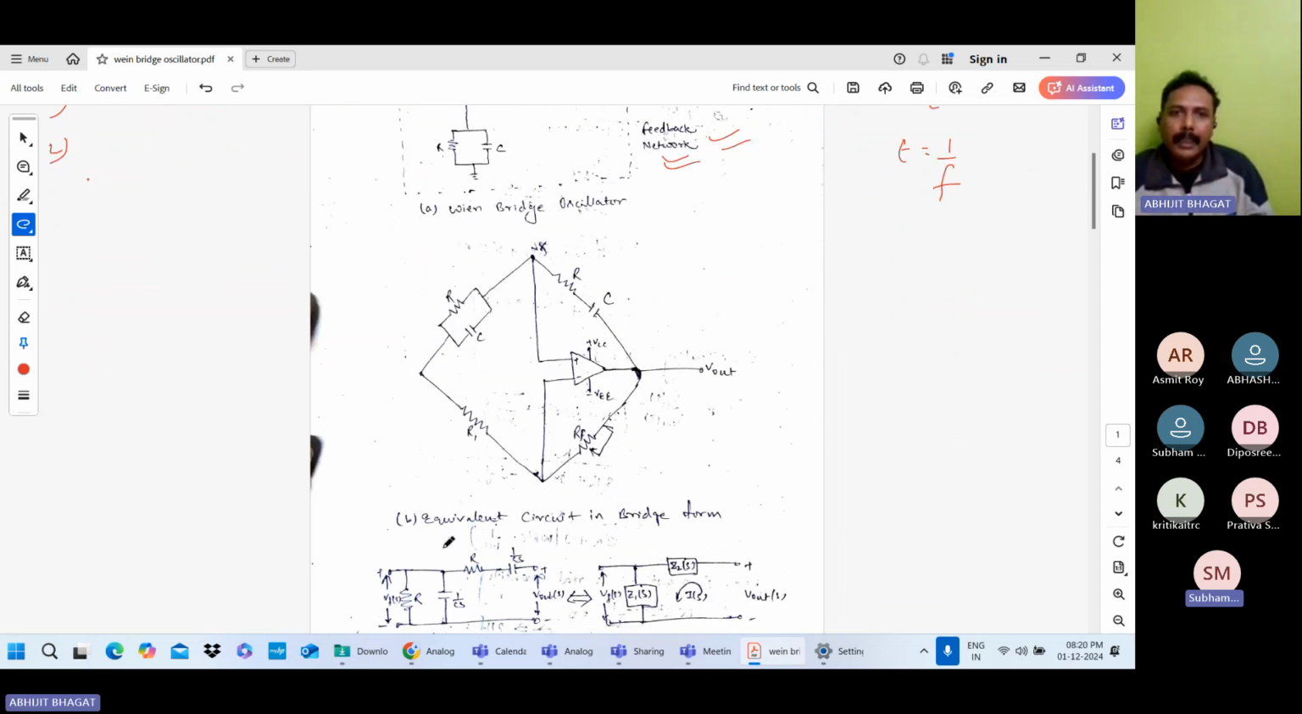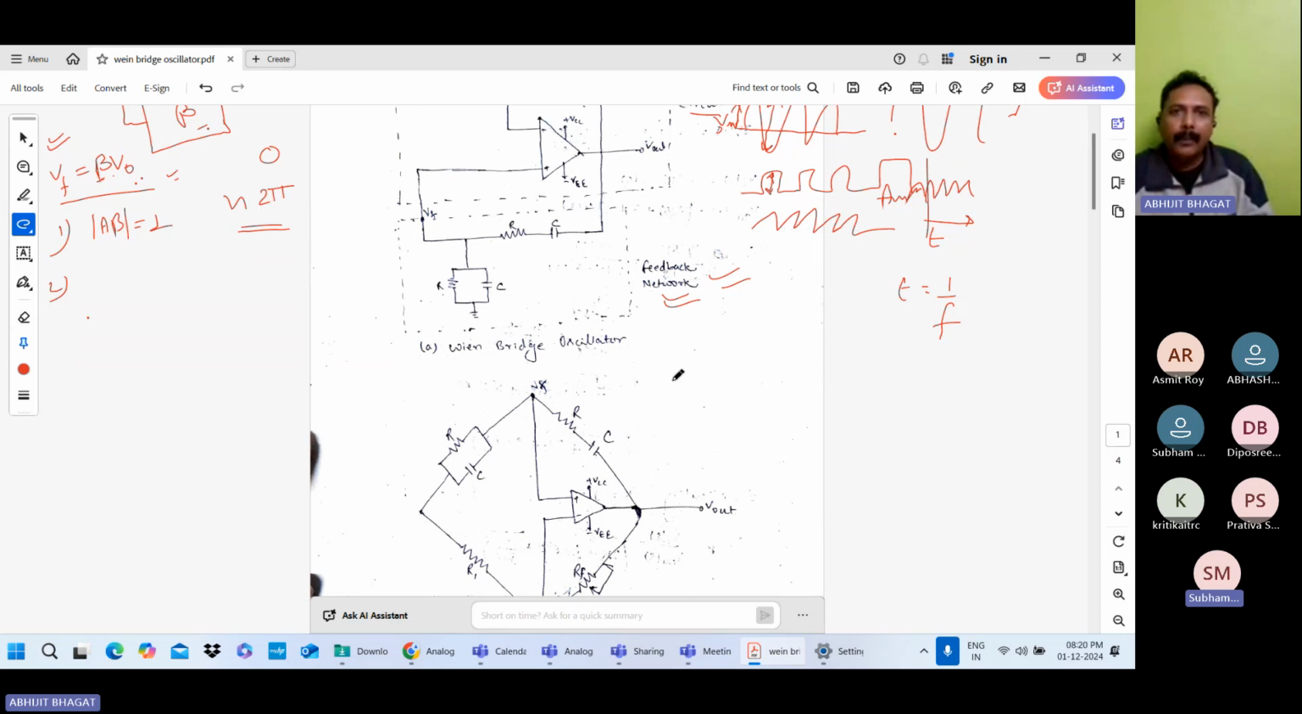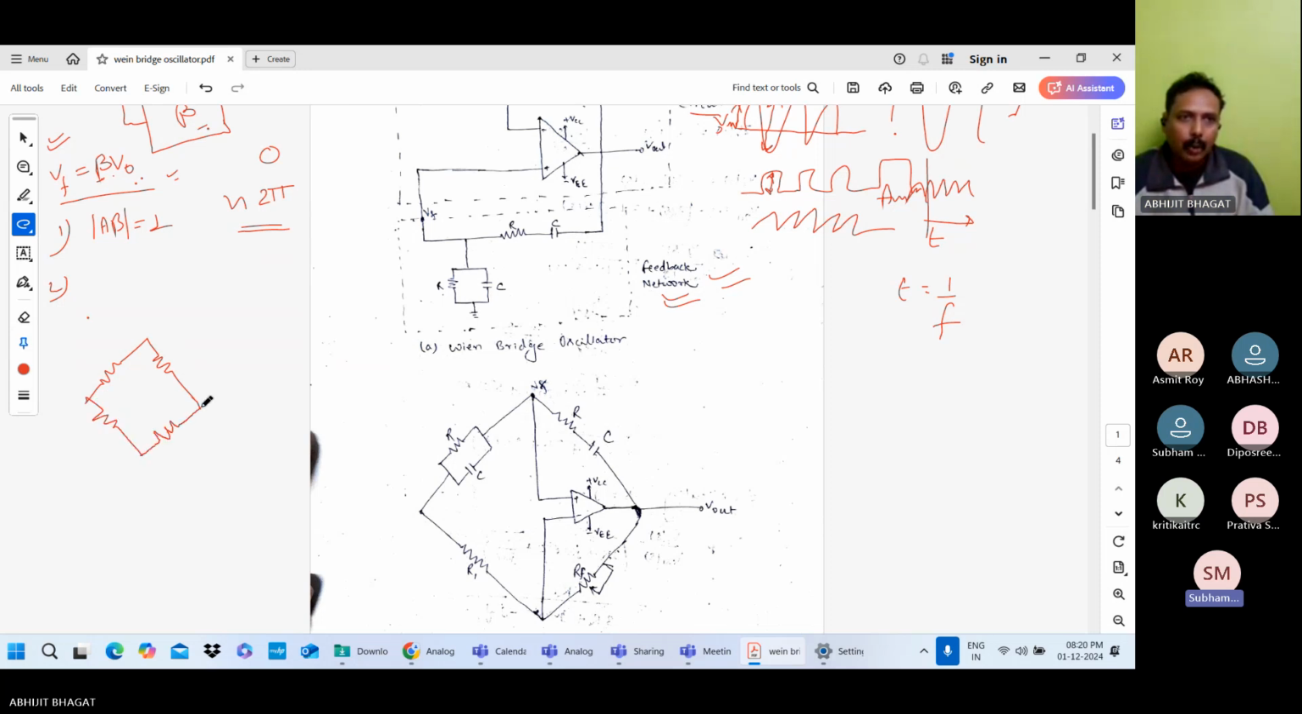Next is second circuit. This circuit is what? Equivalent circuit in the bridge form. So this B number circuit is same as circuit A. This circuit is converted into bridge form. You know the bridge form? This type of form is called bridge form. So this circuit is converted into bridge form. Same circuit is this. So how it is shaped, I will discuss here.